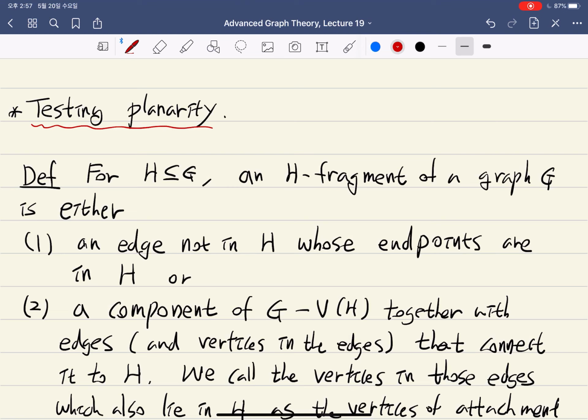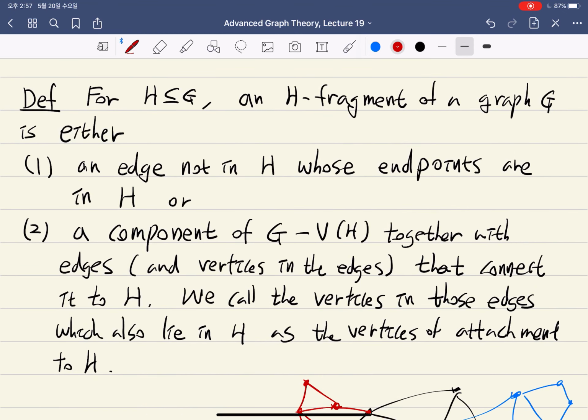So what we want to learn is some way of actually checking the planarity of a graph and producing an actual planar embedding. For that, let's define some concepts. Assume we have two graphs, graph G and a subgraph H.